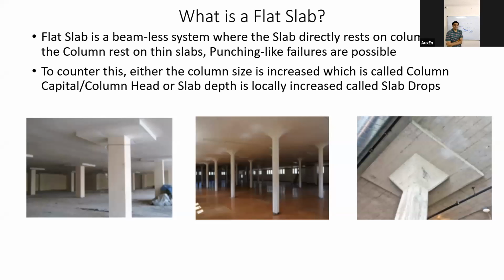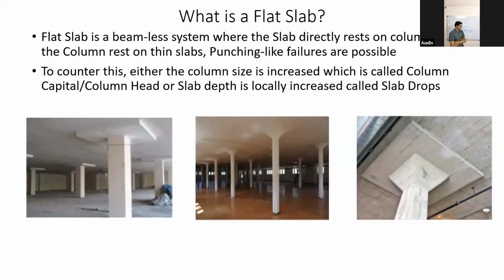Okay, so if you just refer back to the presentation that I have shared again, you will see on the left side a column with a slab drop being provided. The middle picture shows you a column capital, and the third picture shows you a combination of both, that is column capital plus slab drop.